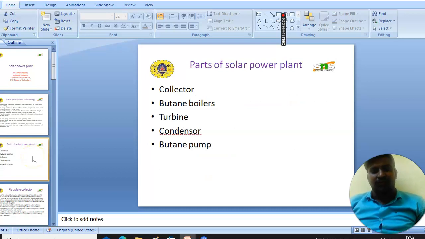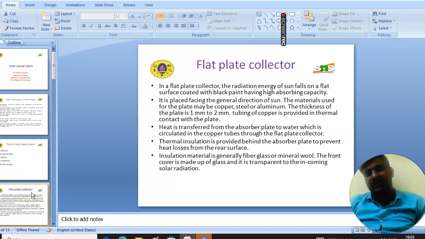The components of the solar power plant are collector, butane boiler, turbine, condenser, and butane pump. First, we will see the flat plate collector. In a flat plate collector, the radiation energy of the sun falls on a flat surface coated with black paint having high absorptivity. It is placed facing the general direction of the sun.